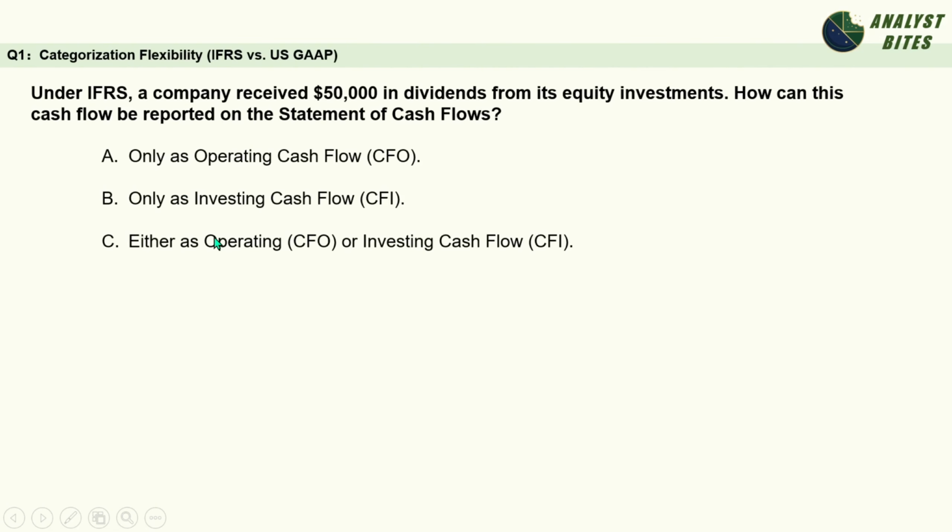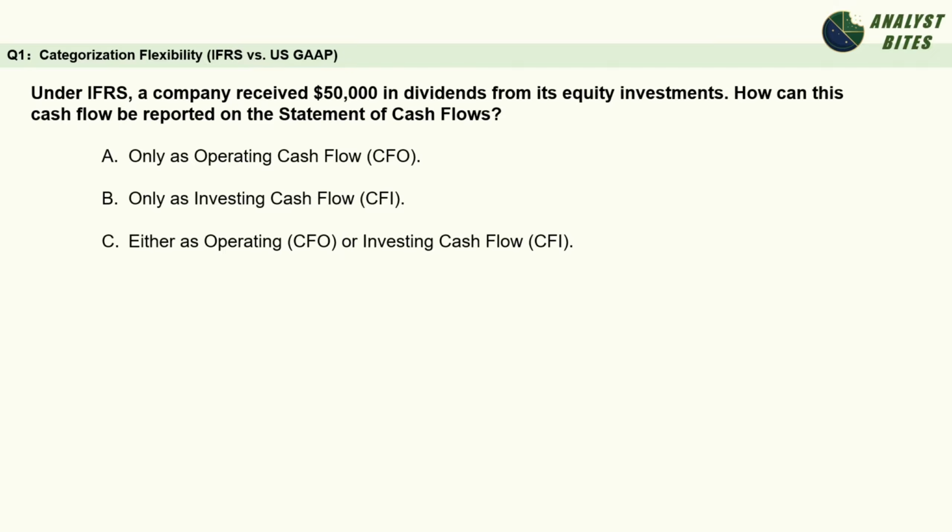Now that we've covered the concepts, let's see how this is tested in practice. Question 1. Under IFRS, a company received $50,000 in dividends from its equity investments. How can this cash flow be reported on the statement of cash flows?